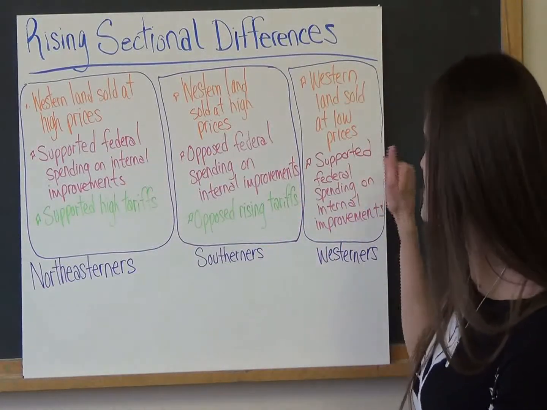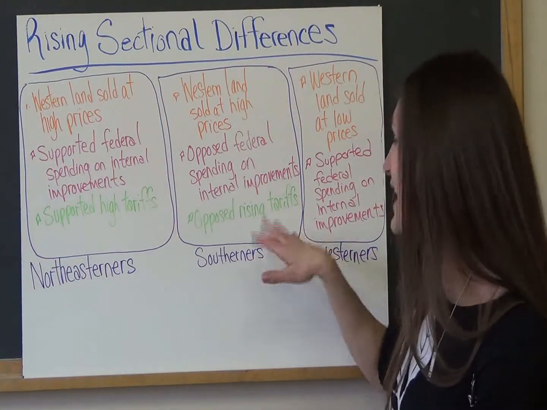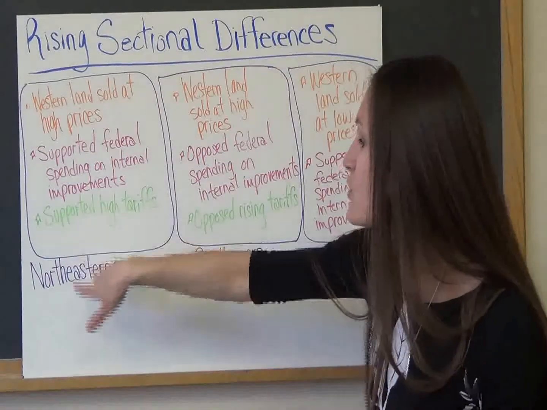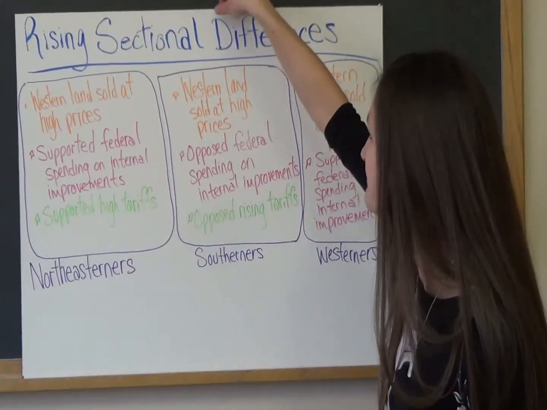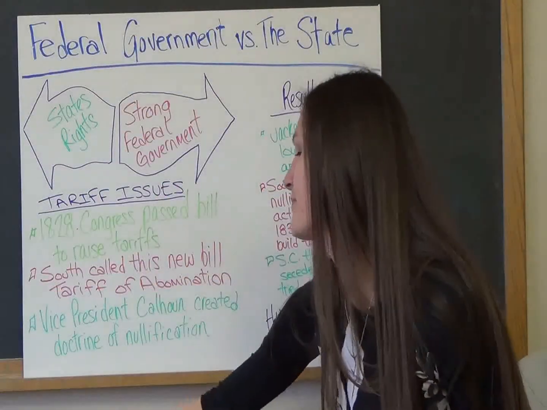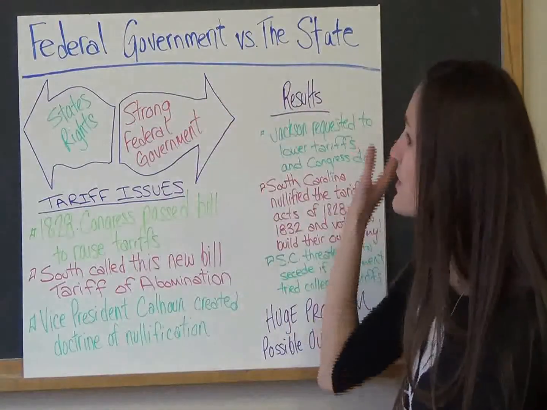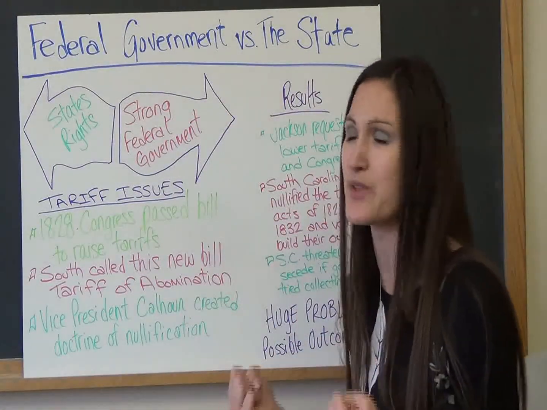And the Westerners also supported the improvements. Okay, so with the tariffs, we're looking at Northeasterners and the Southerners. So the federal government versus the state. We're coming down to this tariff issue, okay, with the North and the South.